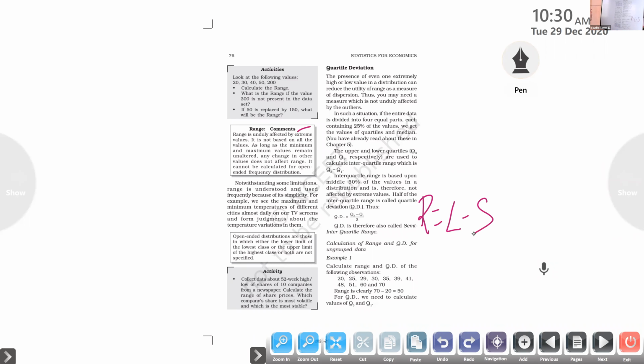Clear? Okay. Range cannot be calculated from an open-ended frequency distribution. We will discuss that. Now, notwithstanding some limitations, range is understood and used frequently because of its simplicity. So very simple to find out the dispersion, right? Okay, so I will give a number for you people. You want to find out the dispersion, right? Write down.